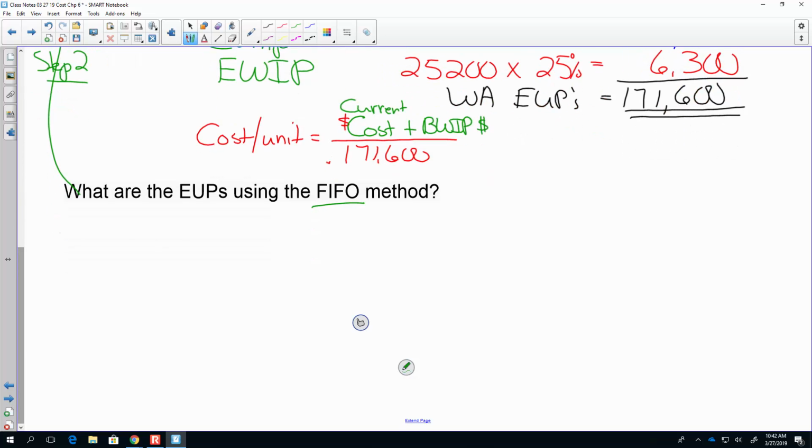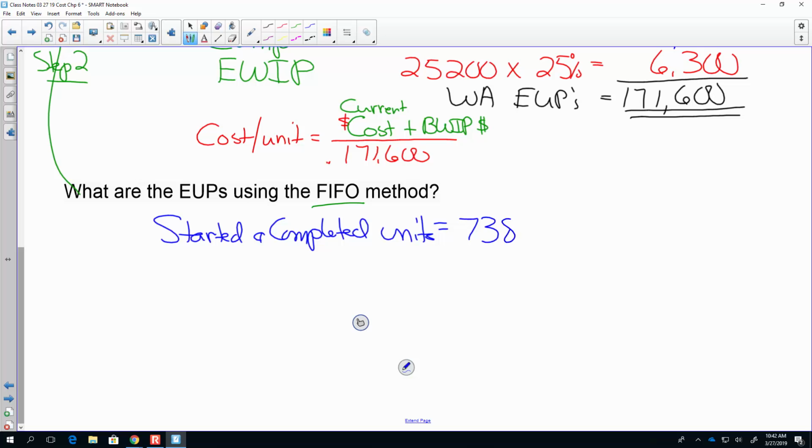All right, FIFO method. This is in the appendix. This is in the appendix for the chapter. We're covering that also. So the words change. Instead of the word completed, it's now going to say started and completed units, which were how many? 73,800, 73.8. Very good, Michelle.